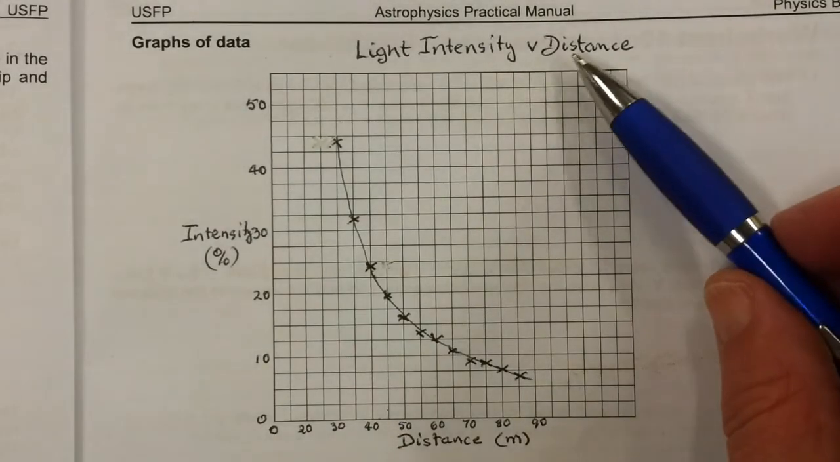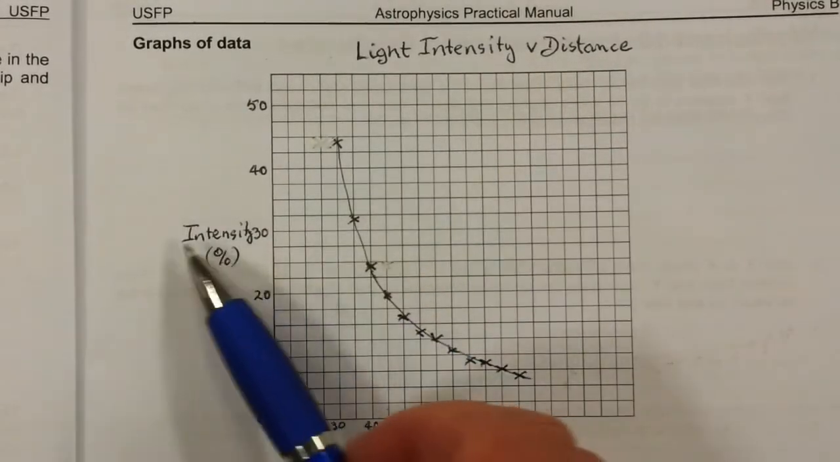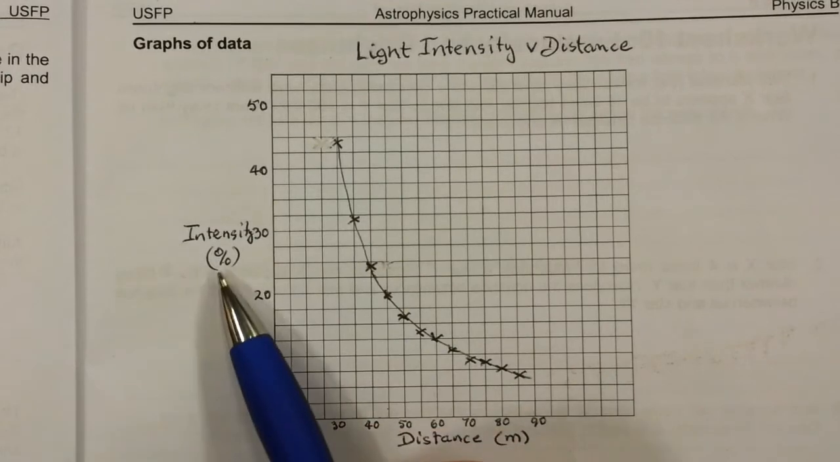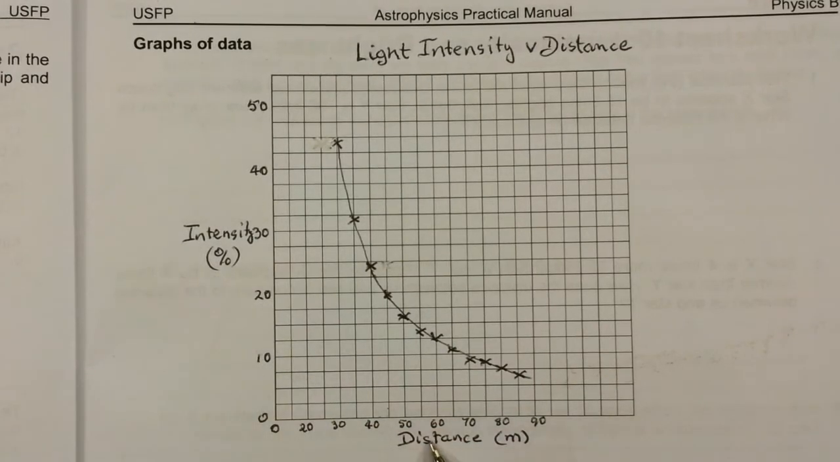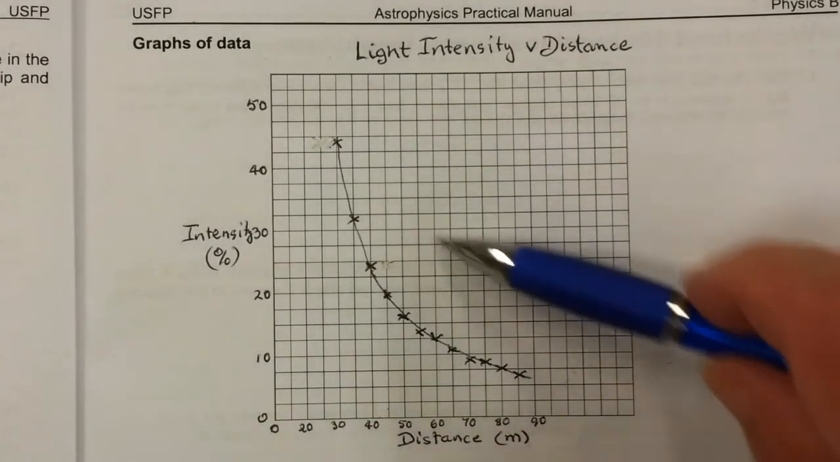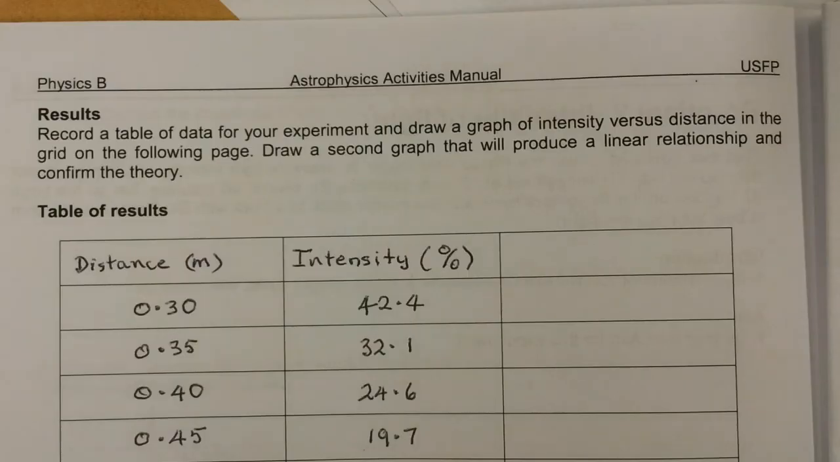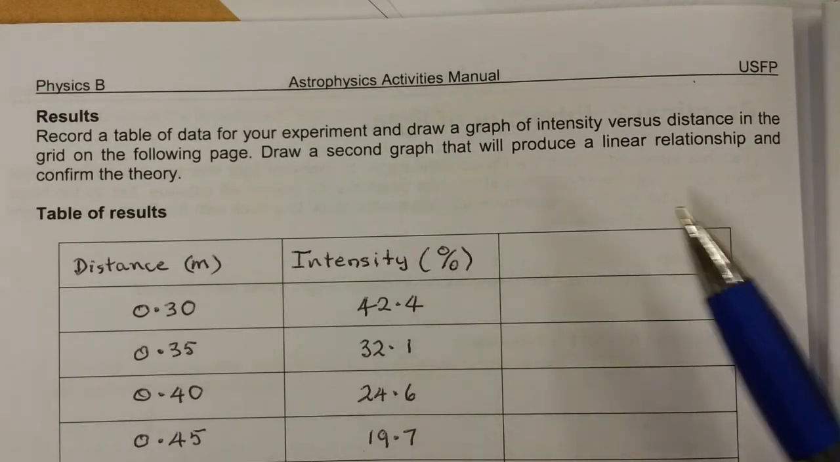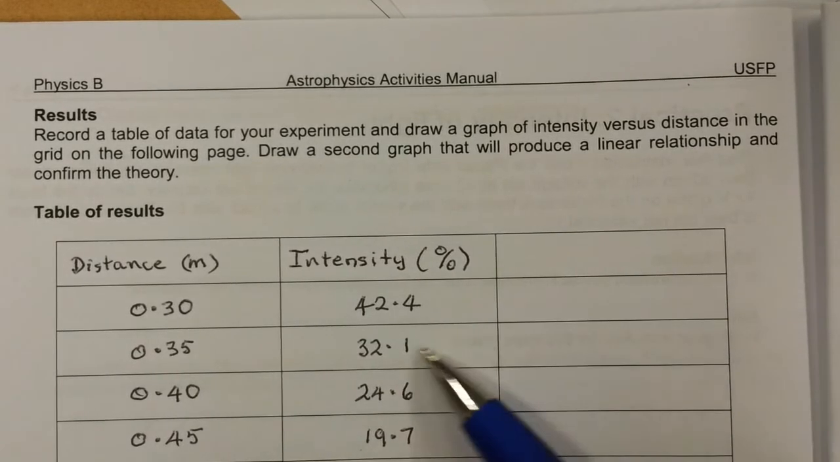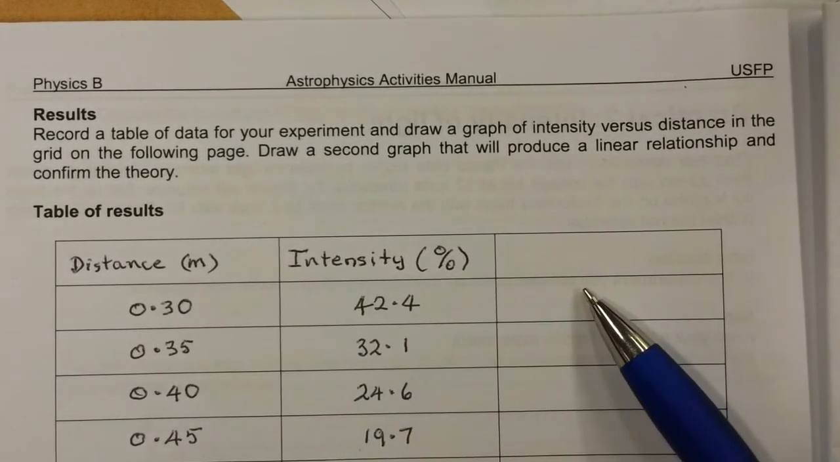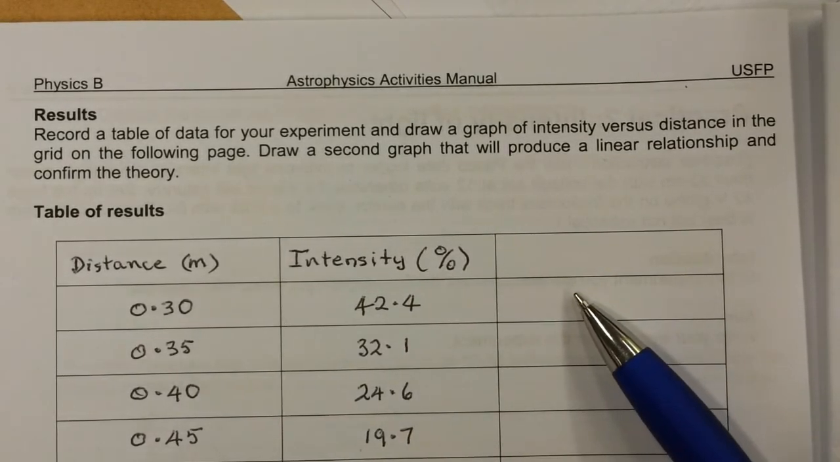So you notice first of all we got a title, and down here we've got a label and the units, label and the units, and we've got a graph of that shape. Our task now is to draw a second graph, one that will produce a straight line or a linear relationship. So we've got to decide here what we can put here in order to get a straight line.